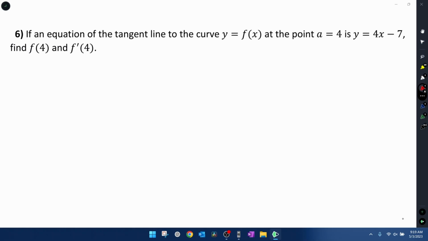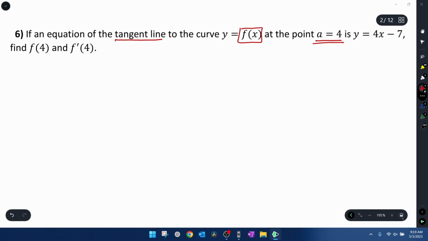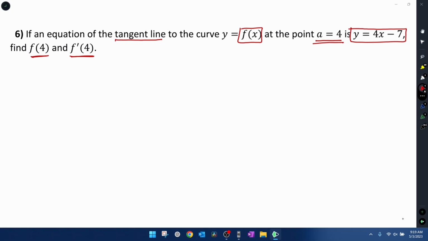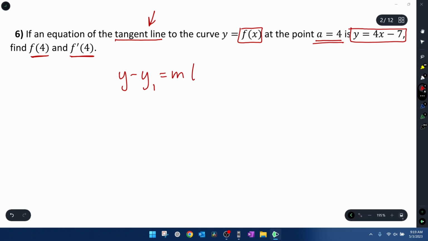Next, problem number 6. If an equation of the tangent line to the curve y equals f of x at the point a equals 4 is this equation, they want us to find f of 4 and f prime of 4. Okay, so here's one of the things that we know. The standard form of the equation of the tangent line, if you use point slope form, is y minus y1 equals m times x minus x1.